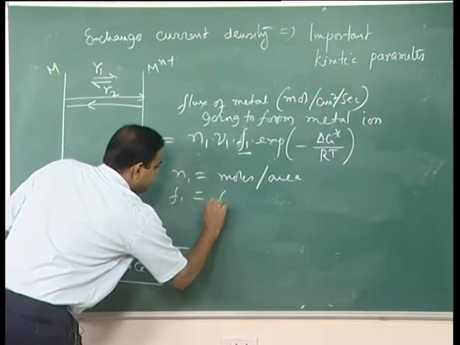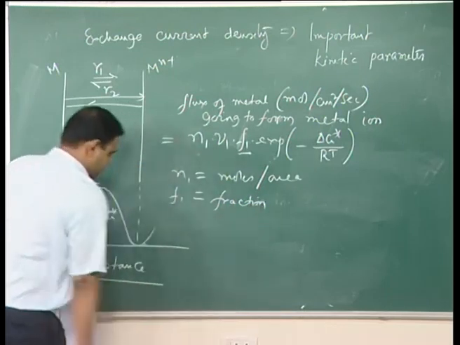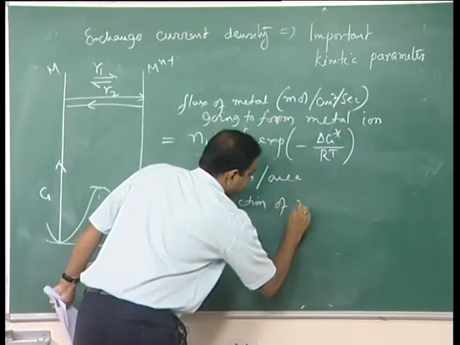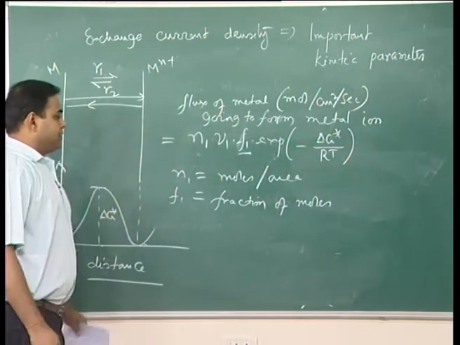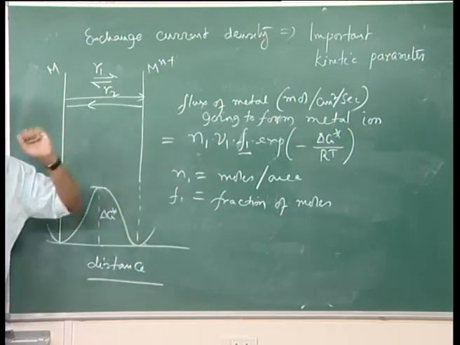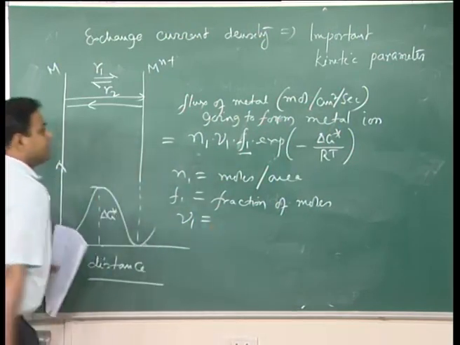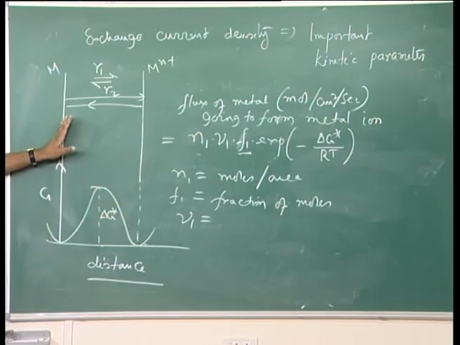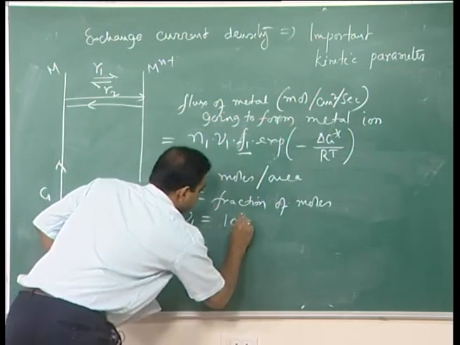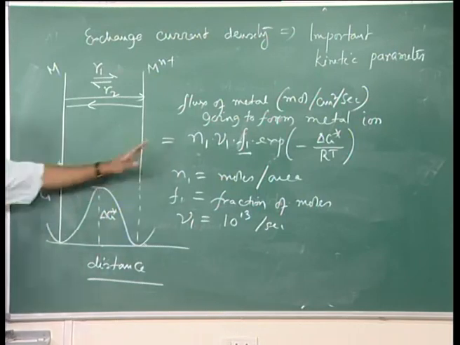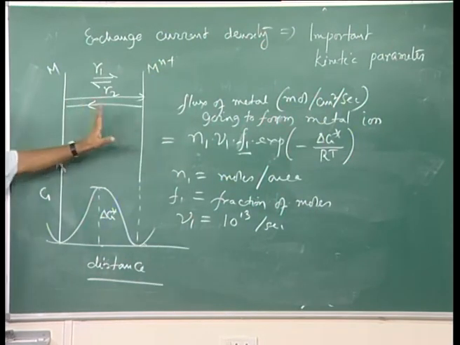F1 is the fraction of atoms or fraction of moles actually going from this to this. And what is my nu 1? Nu 1 is the mean frequency at which the metal atoms are vibrating. This is around 10 to the power 13 per second. So, this is my flux from this to this.